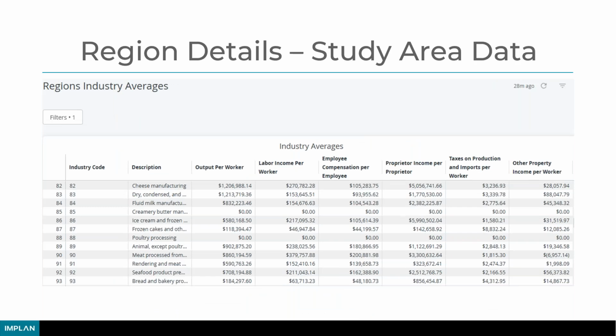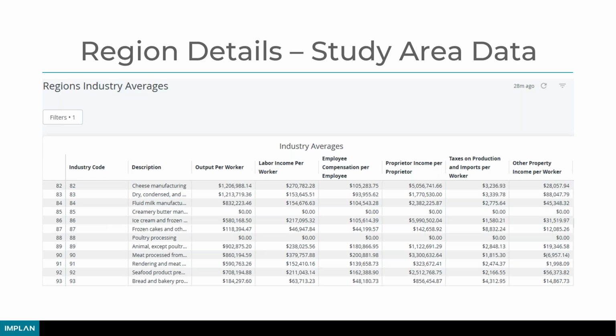Also, finally on this one, we're looking at industry averages. So what we look at is things like output per worker, labor income per worker, employee compensation per employee, same for proprietors, taxes per worker, and other property per worker. So in other words, we're looking at essentially a per worker or per employee breakdown of a lot of these pieces. So output per worker is essentially a way of thinking about productivity, how much output is being generated by a worker in a given industry. So we can see how that breaks down for a particular region.